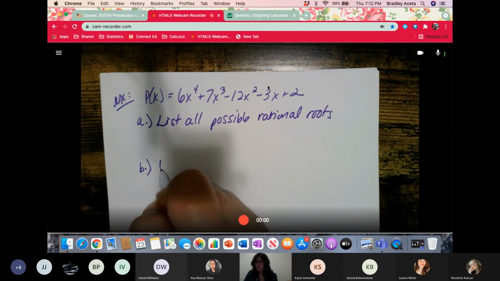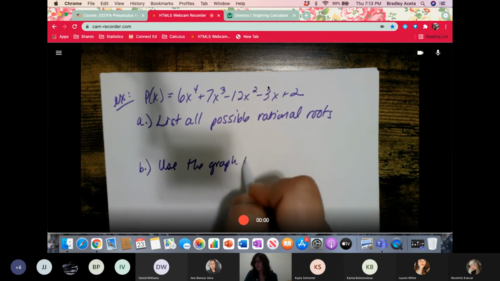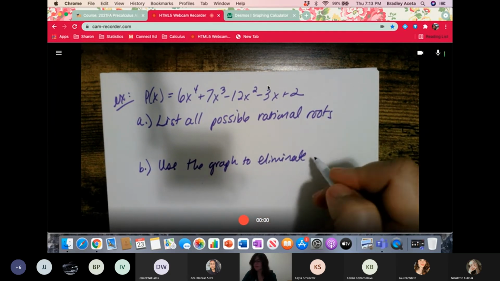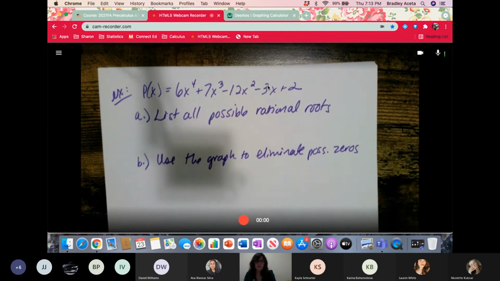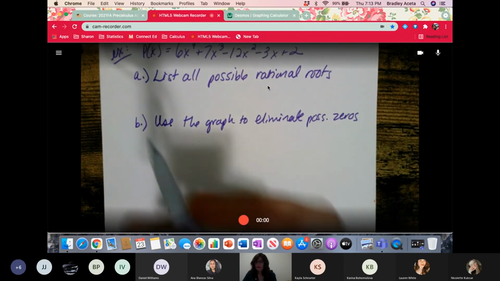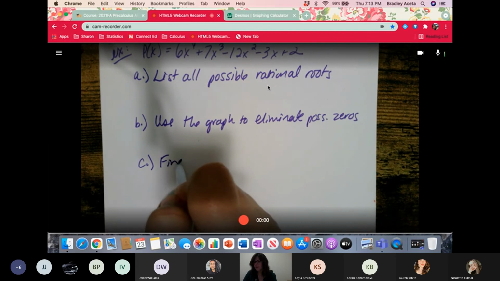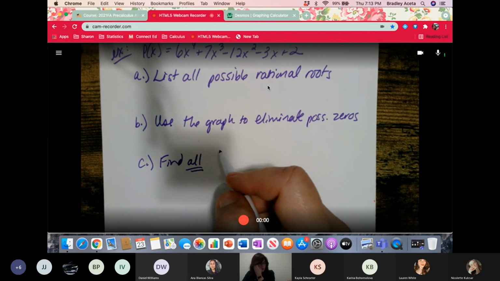Then they want you to use the graph to eliminate possible zeros. I'll explain what that means. And then they want you to find all rational zeros and factor.